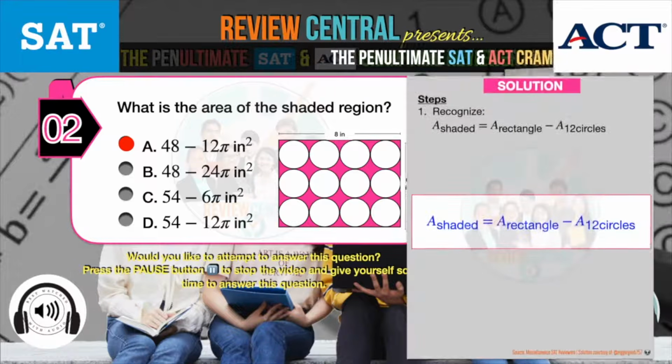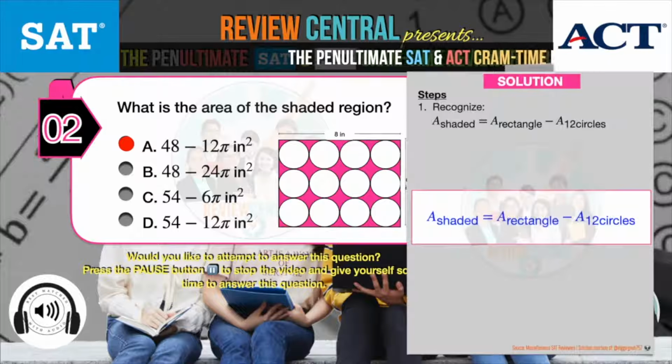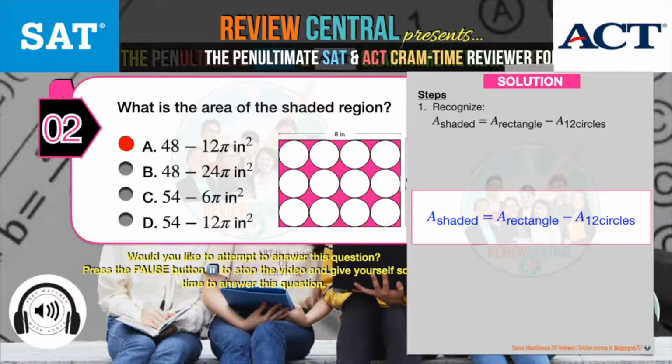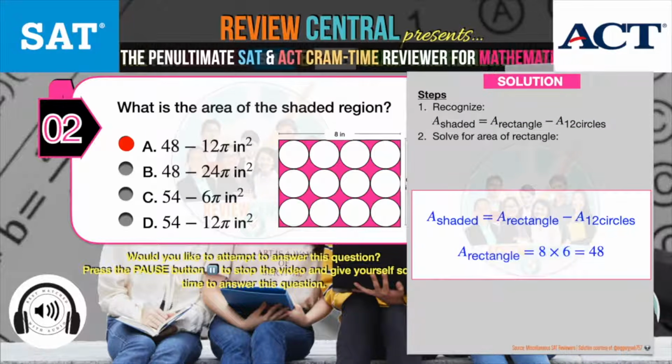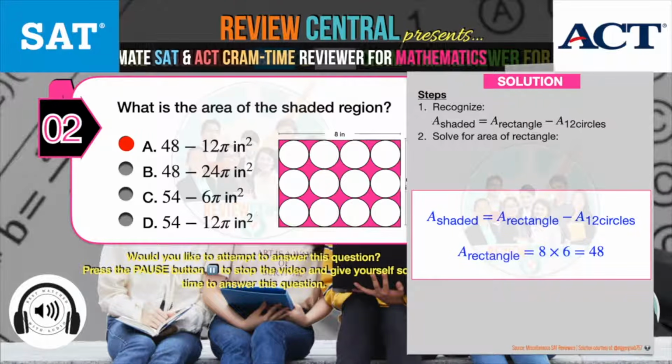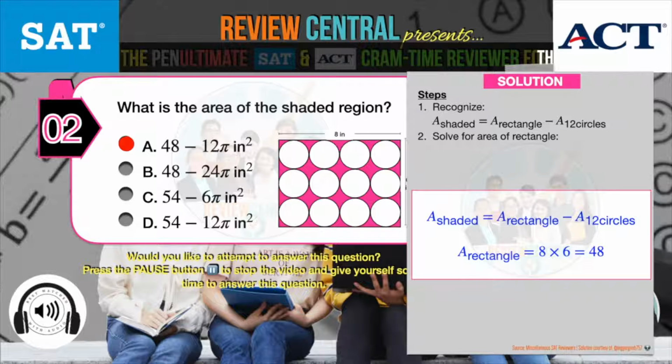The first step is to recognize that the area of the shaded region is equal to the area of the rectangle minus the total of the areas of the 12 inscribed circles. Agree? The area of the rectangle can simply be computed as 8 inches times 6 inches, that is, its length times its width, or 48 square inches. But what about the areas of the 12 inscribed circles?